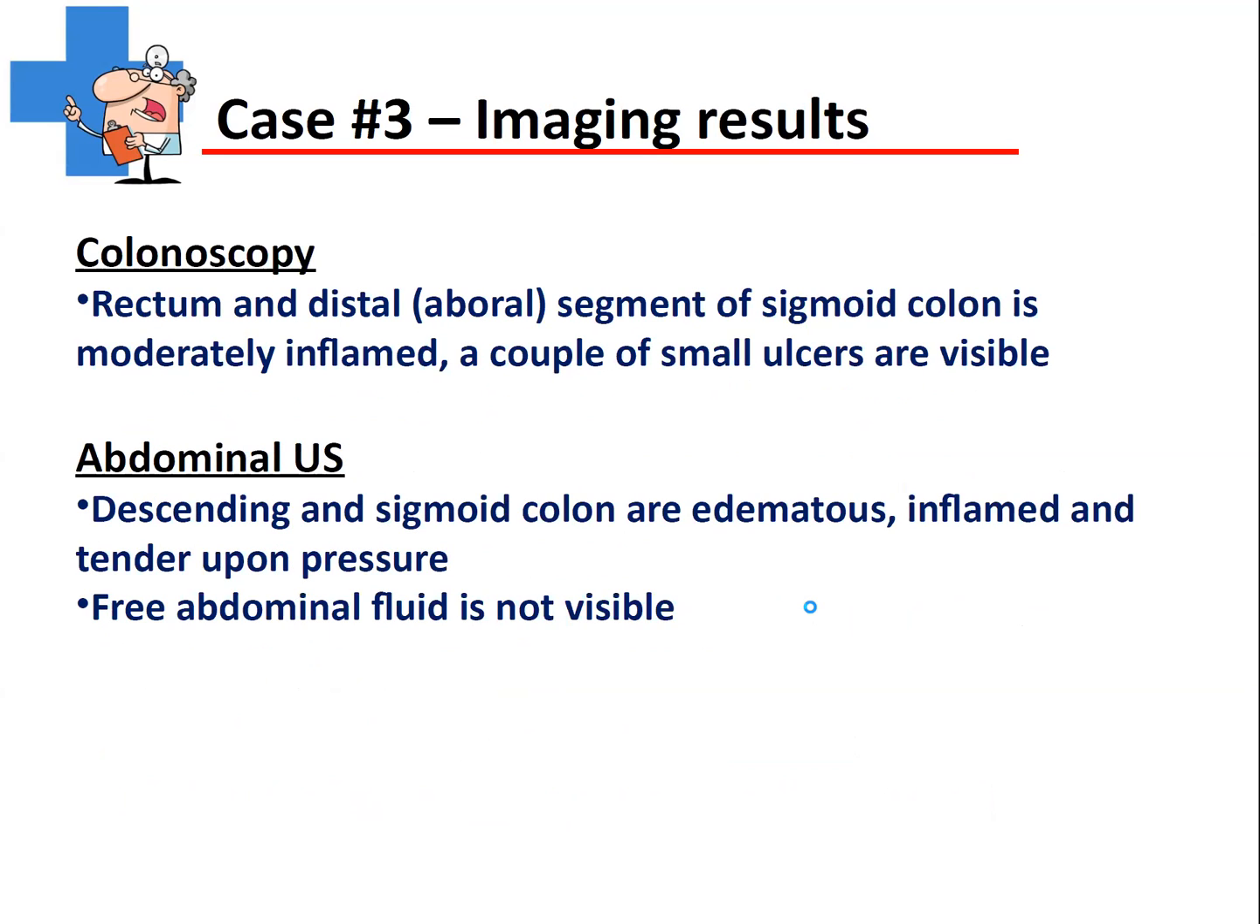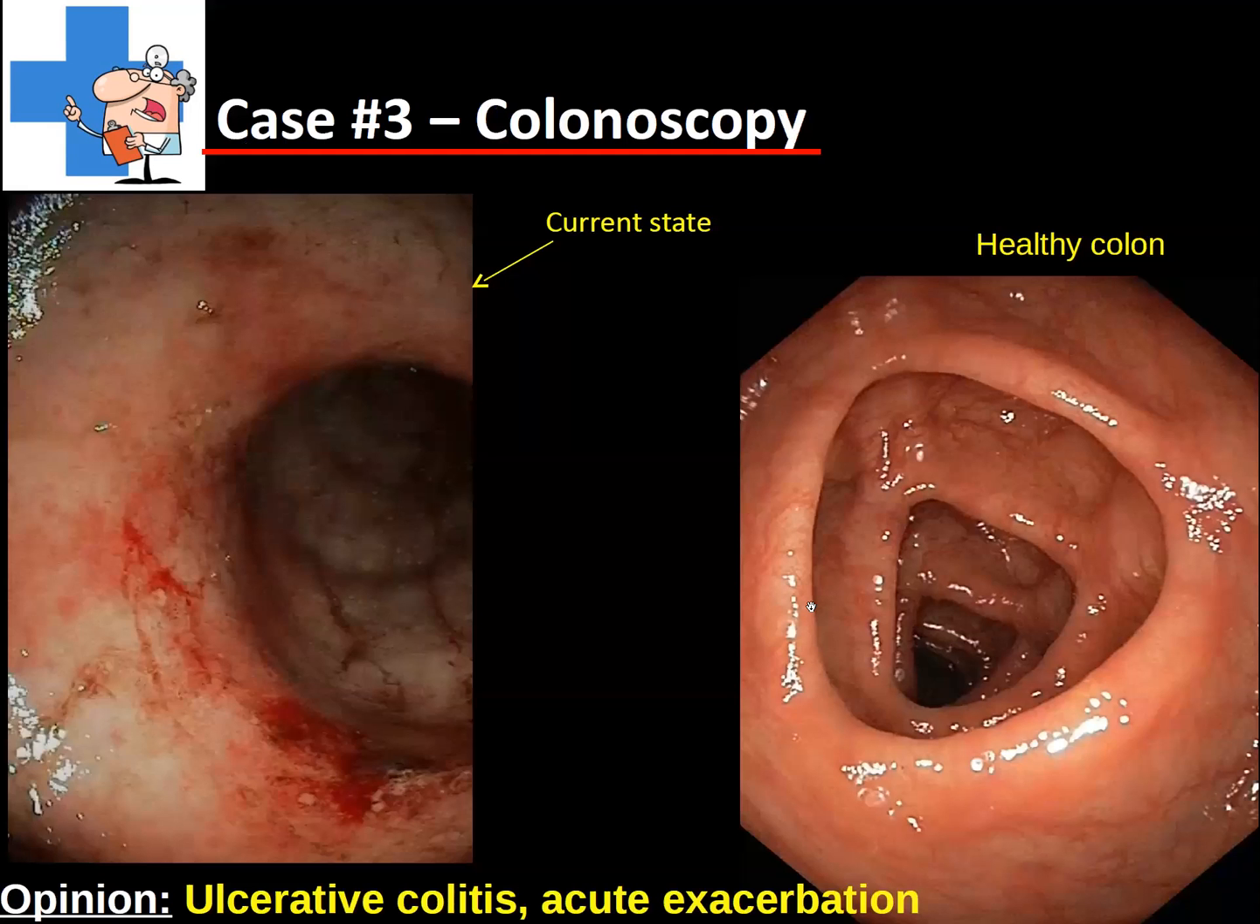Colonoscopy: the rectum and the distal aboral segment of the sigmoid colon are moderately inflamed. A couple of small ulcers are visible. Ultrasound: the descending and sigmoid colon are edematous, inflamed, and tender upon pressure. Free abdominal fluid is not visible. Now, this is how it looks. That's a healthy colon, and this is what we have here. The colonoscopy is showing ulcerative colitis, an acute exacerbation in this patient.